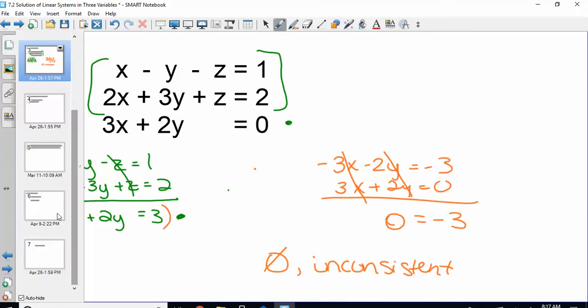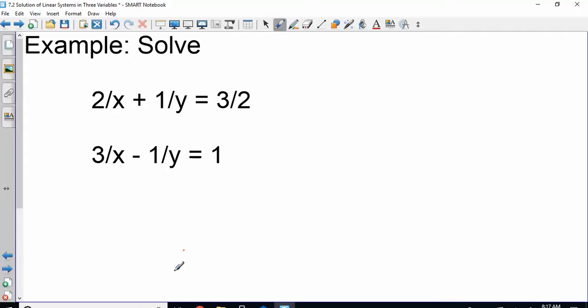Let's look at this one. So that's 2 over x plus 1 over y equals 3 over 2. And 3 over x minus 1 over y equals 1. Any thoughts on what we could do here?